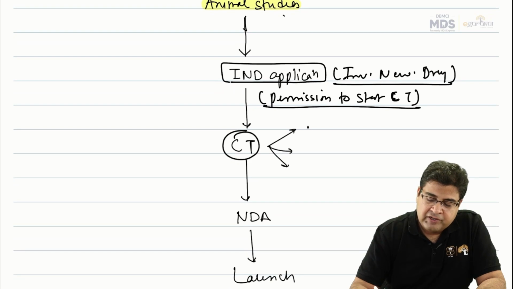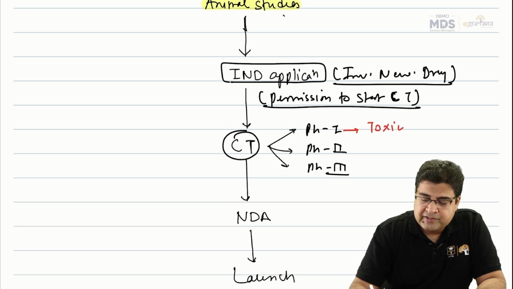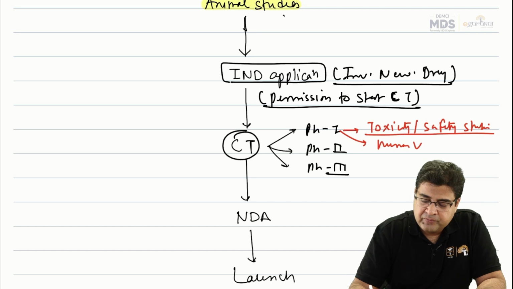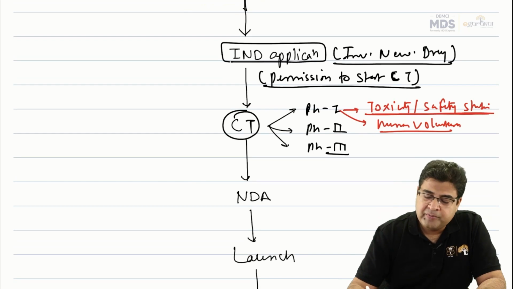Now there are three phases of clinical trial: phase 1, 2, and 3. Phase 1 clinical trial is known as toxicity studies. We also call it safety studies, where the experiments are done on human volunteers, and we try to find out the drug toxicity or the toxic dose of the medicine.